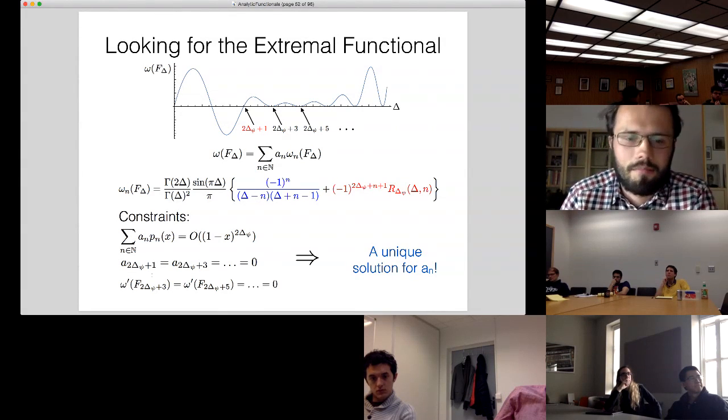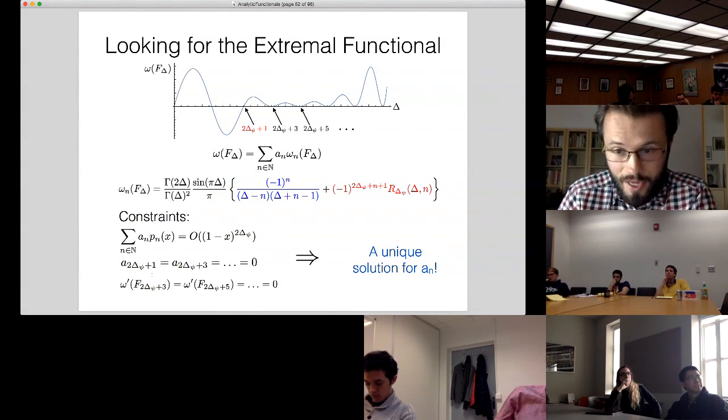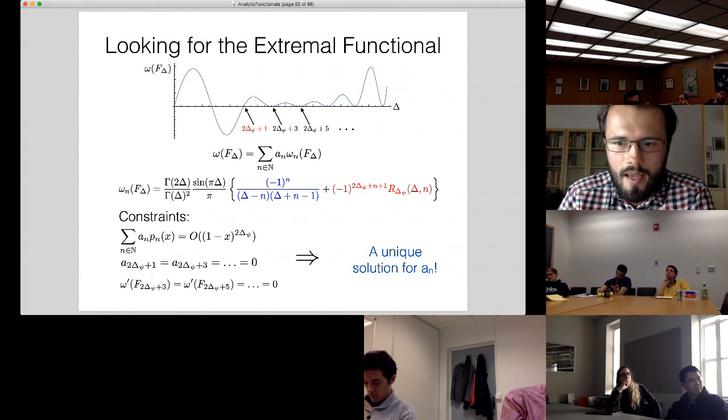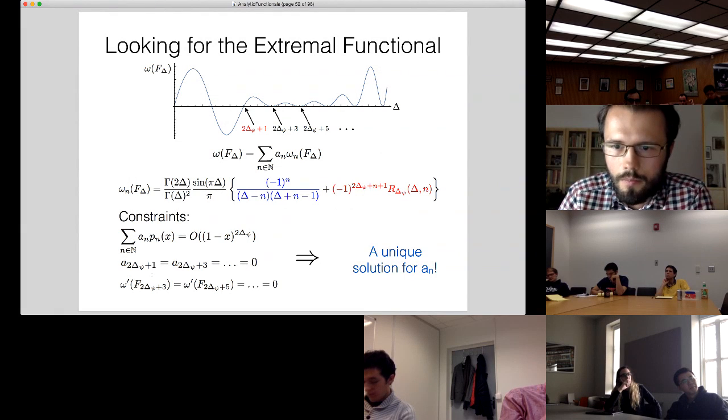I unfortunately don't have time to explain all the details, but it turns out that in the end there is a unique solution for the a of n, up to an overall rescaling, which satisfies all these constraints. So there is a unique extremal functional, and these a n can be fixed completely analytically, which is what I'm going to show you right now, unless there are any questions about the principles of how to fix the a n.